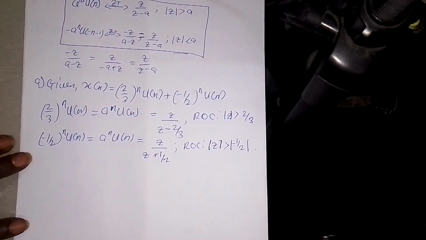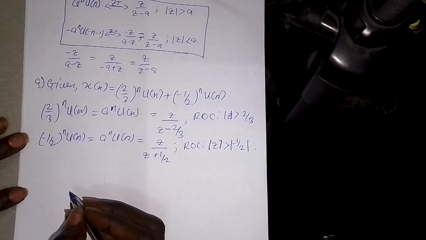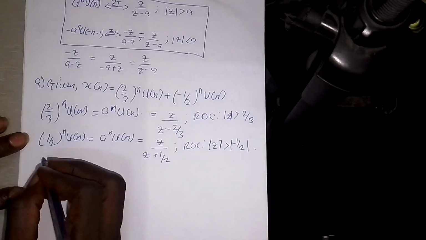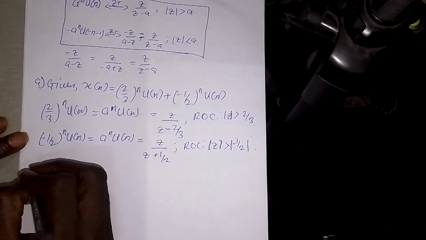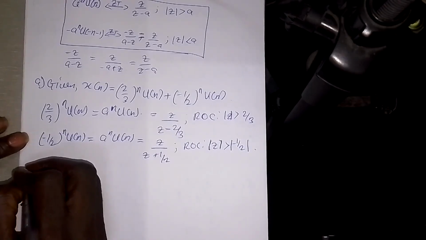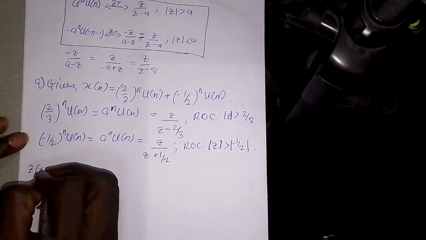Now we can write the overall Z transform. That means for x[n], let's say the Z transform of x[n].